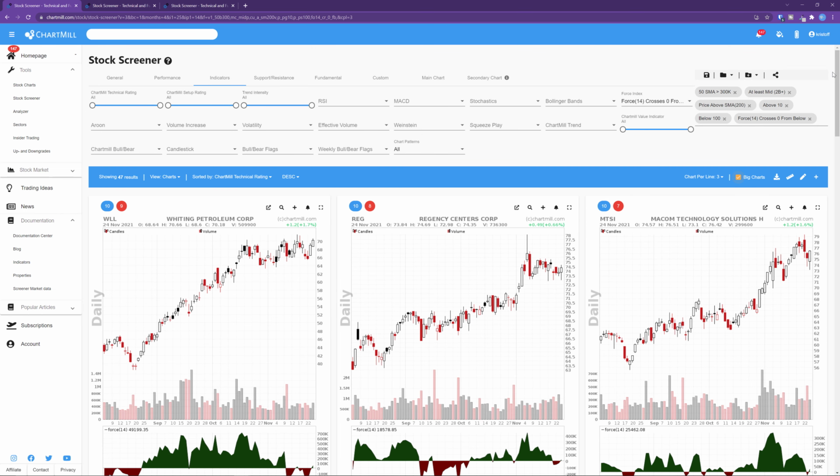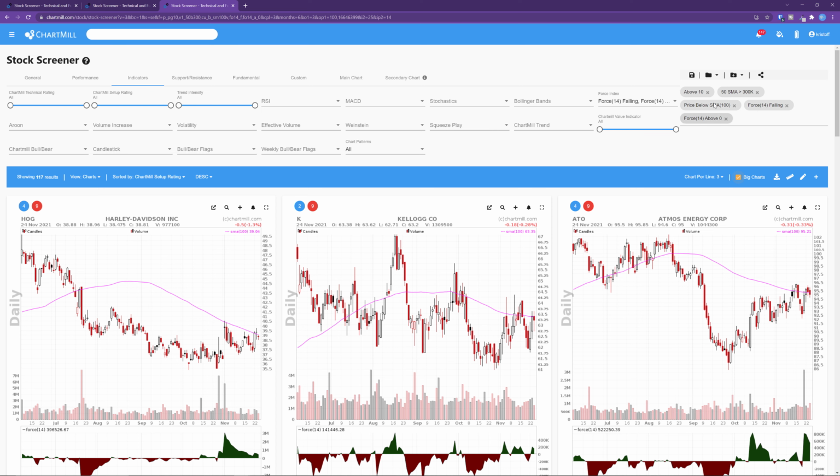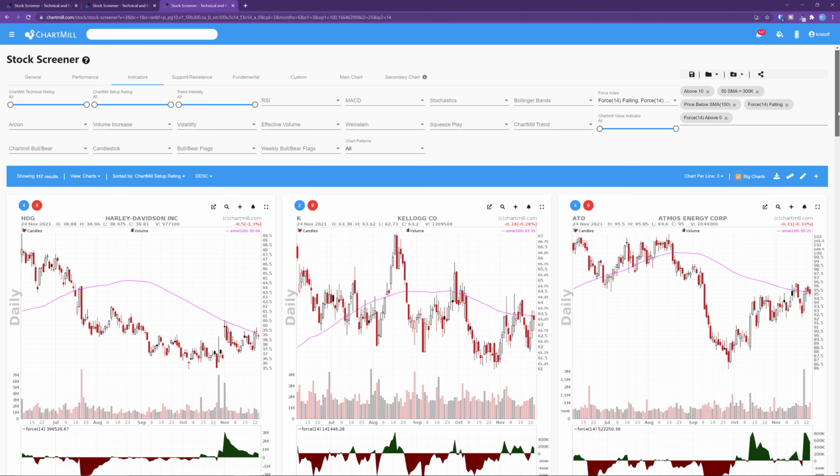Some examples of filter screens. This screen shows all stocks trading above their 200 simple moving average and with the Force Index breaking the 0 line upwards. And this next screen shows all stocks trading below their 100 simple moving average with the Force Index indicator falling but still above the 0 line.